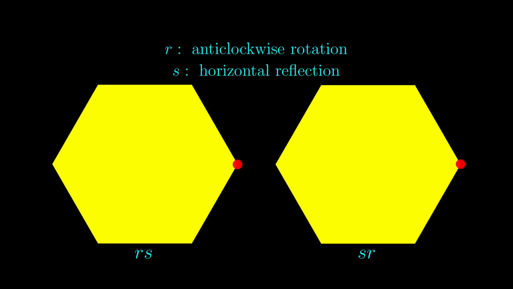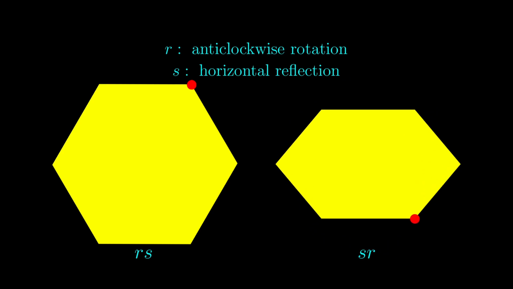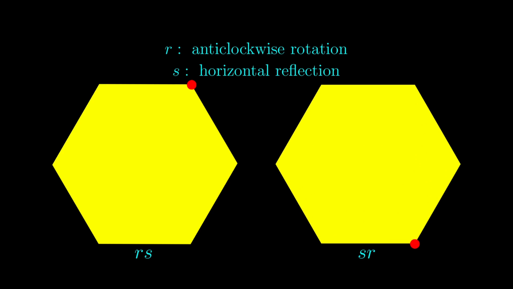We now place a red dot for tracking what these symmetries do. On the left, we do a reflection first, then a rotation, and the red dot is up there. On the right, we do the rotation first before reflection, and the red dot is down there. So these two are different, so please don't treat this abbreviation as just normal multiplication.